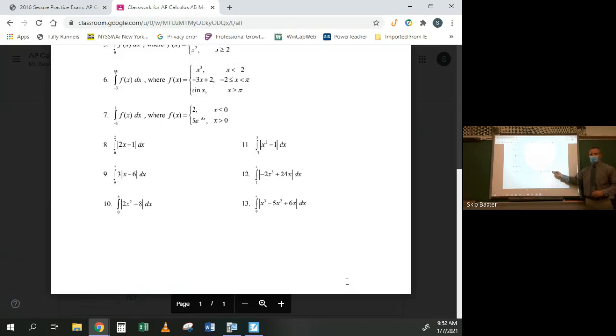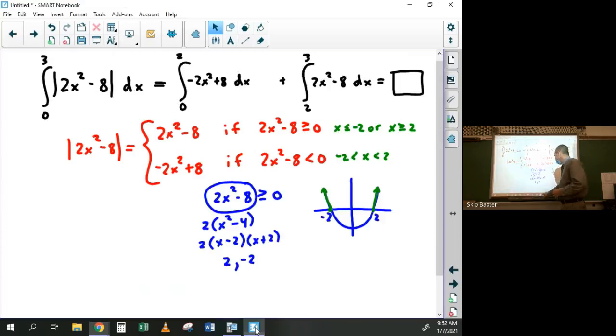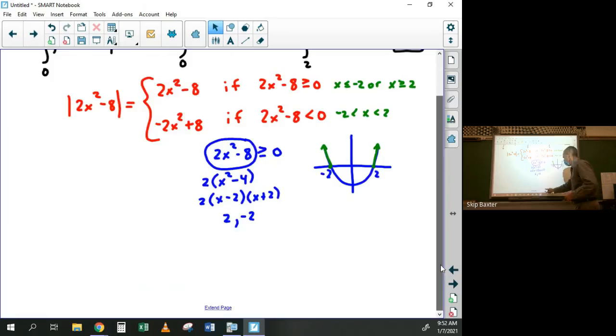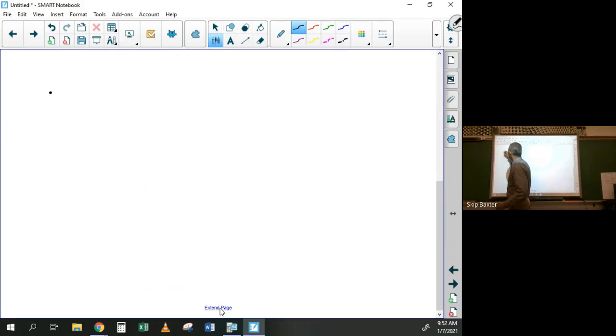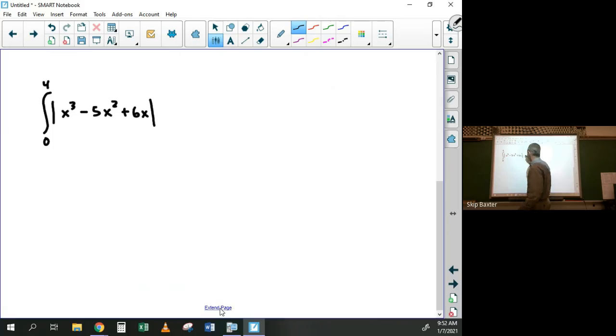Because I'm not going to remember what it says. So the integral from 0 to 4, absolute value of x cubed minus 5x squared plus 6x. All right? Everybody ready? I got it. Okay, thank you. So the integral from 0 to 4, and then what was the integrand? X cubed minus 5x squared plus 6x. Thanks. All right, so let's do this analysis.